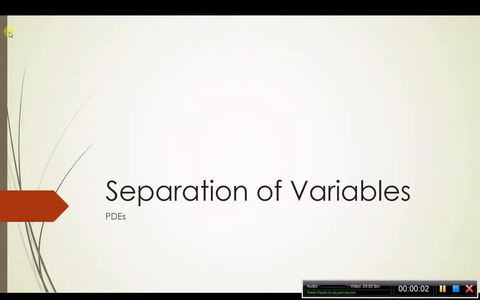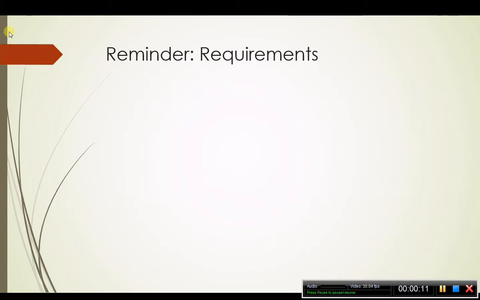Okay, so in this video we're going to talk about solving PDEs by the method of separation of variables. Let me first remind you of what we did in class the other day. We had certain requirements that have to be satisfied in order to actually use the method of separation of variables.